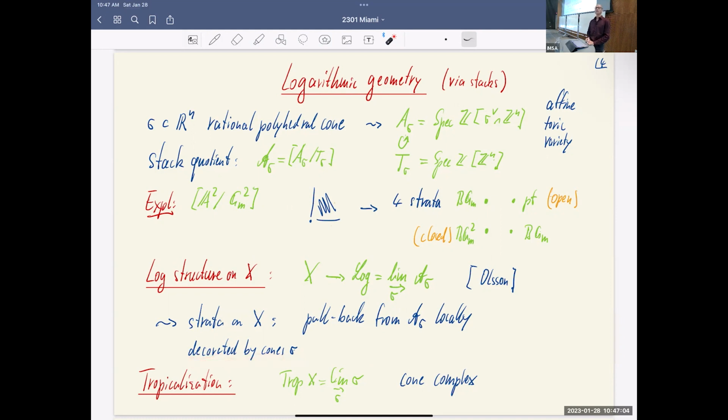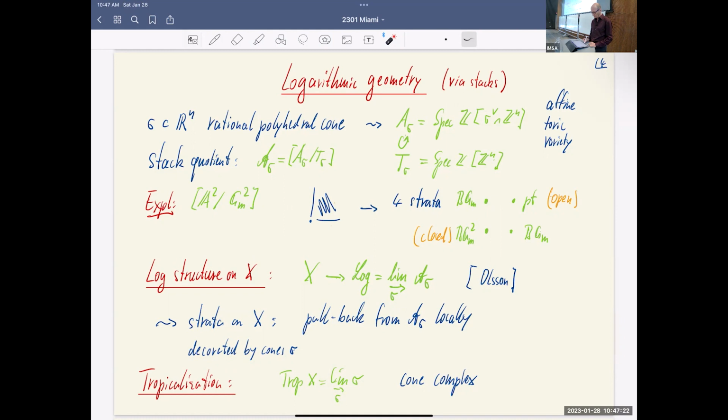And then there's also an easy way from this point of view to say what the tropicalization of this log scheme is. Namely, you take the colimit of all these cones that appear in your strata. I'm lying slightly, it also takes the faces or something.